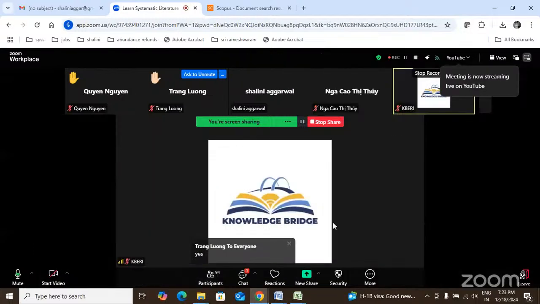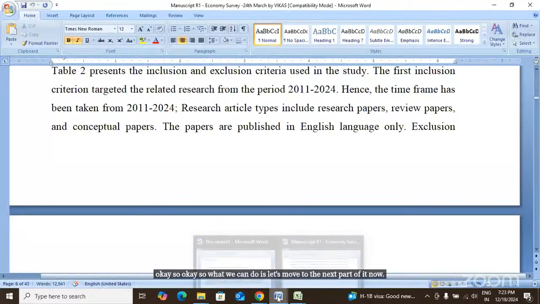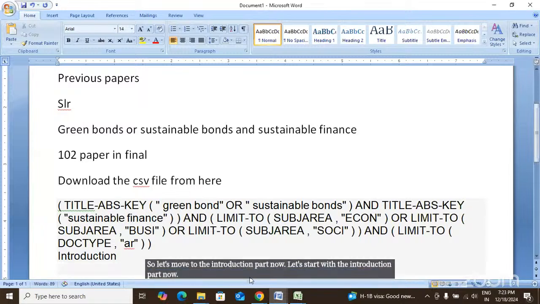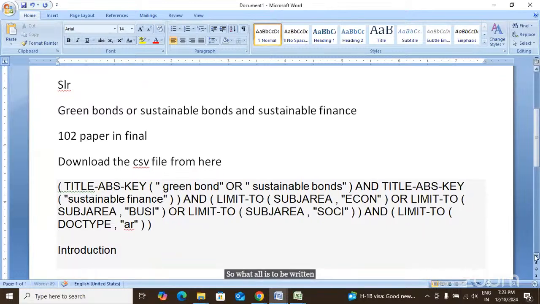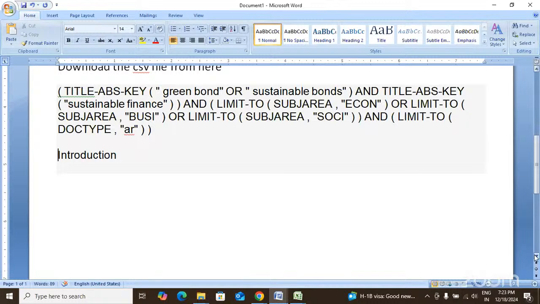Okay, so let's move to the next part now. Let's move to the introduction part. Let's start with the introduction part now. So what all is to be written in the introduction part? Let's start with this from today.